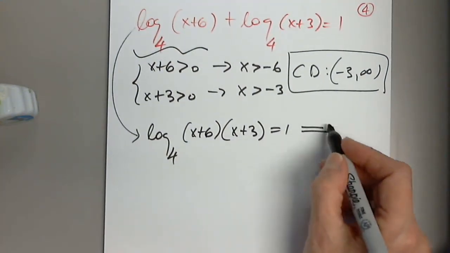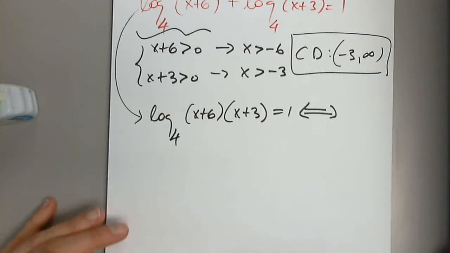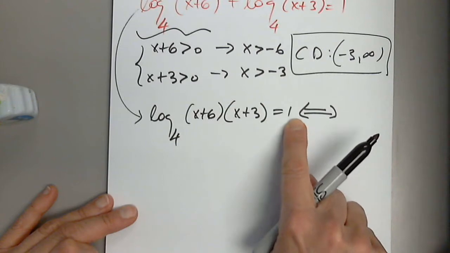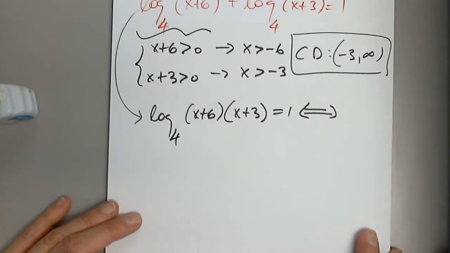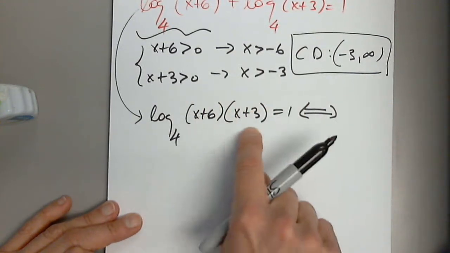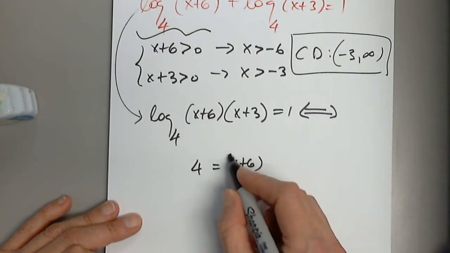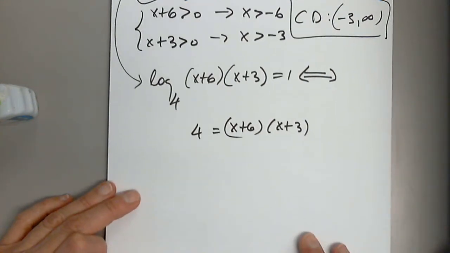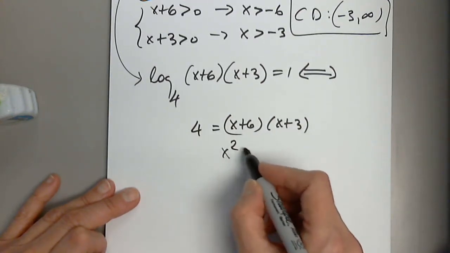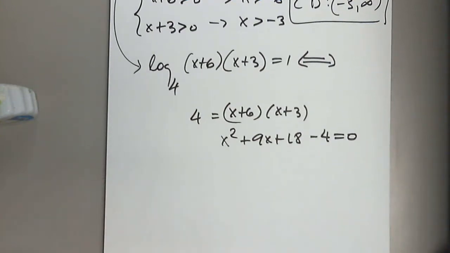This is a log equation that is equivalent to an exponential one. Can anyone give us the exponential equation that this is equivalent to? 4 raised to this power is this product. 4 to the first, I don't have to write first, equals x plus 6 times x plus 3. So now I distribute: x squared plus 9x plus 18 minus 4 equals 0.